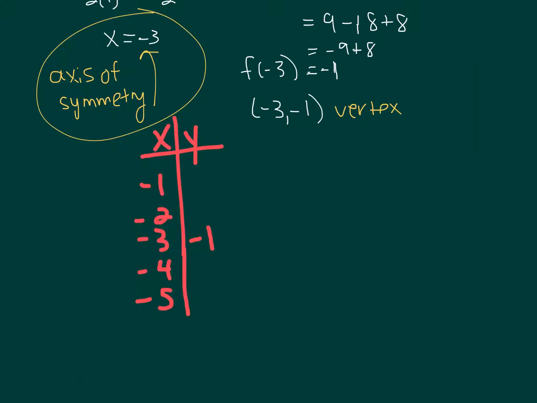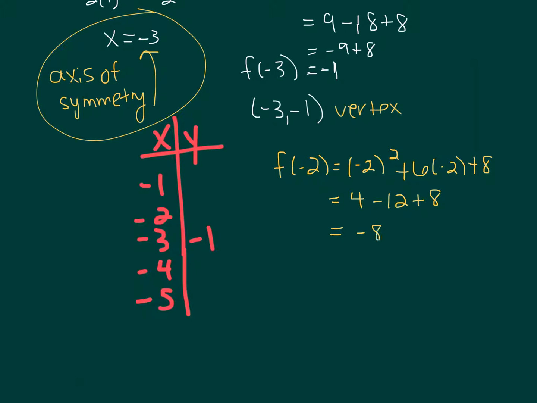If you plug in negative 2, here's what you get. Negative 2 squared plus 6 times negative 2 plus 8. So that's positive 4 minus 12 plus 8. 4 minus 12 is negative 8. Negative 8 plus 8 is 0. Oh, so that's 0, which actually means that there's one of our roots right there. And that means we also have 0 for its twin point, which is negative 4. So we know it's also negative 4, 0.